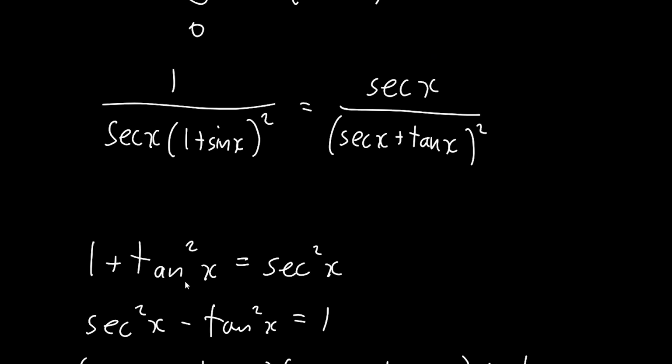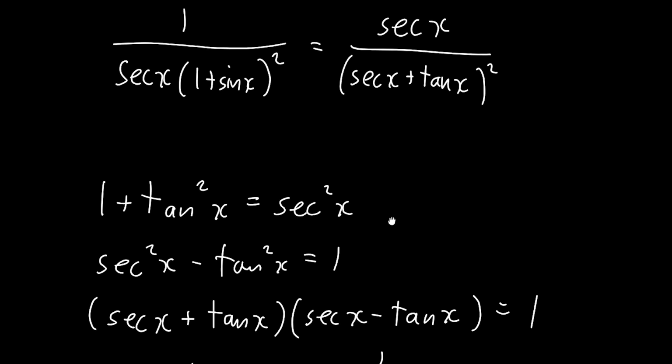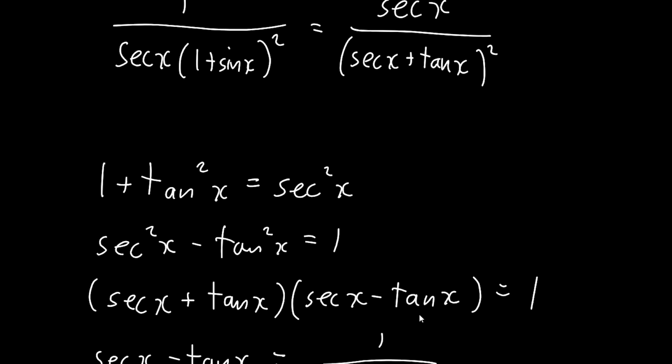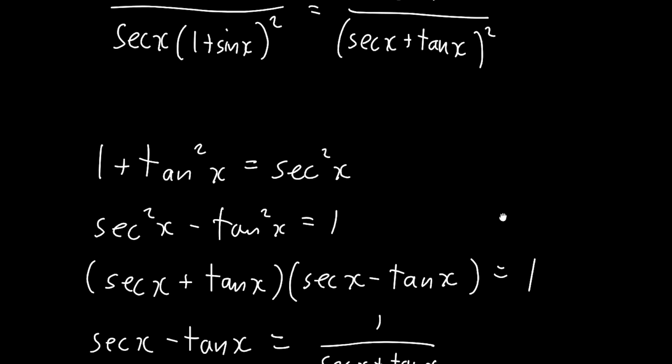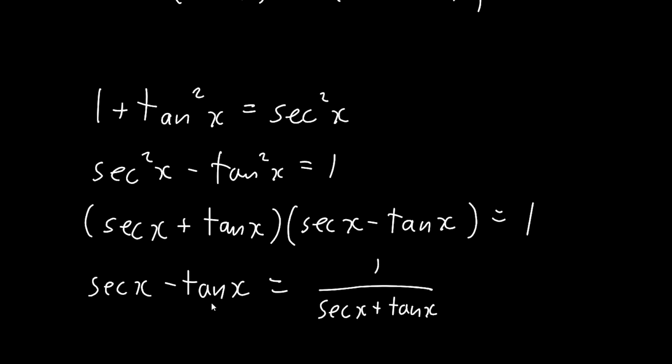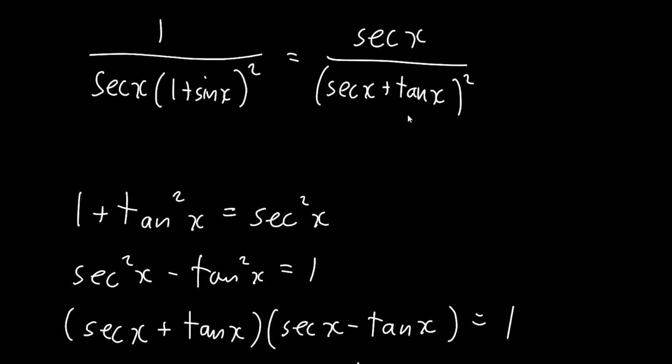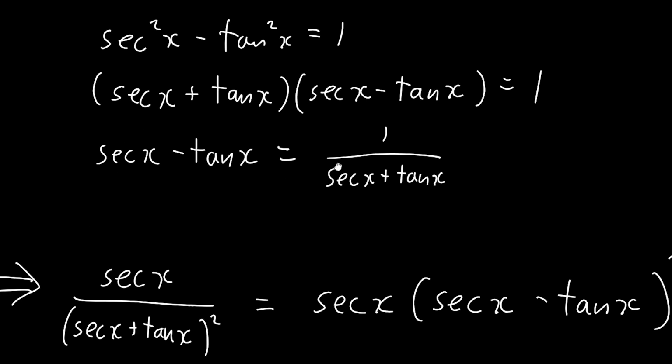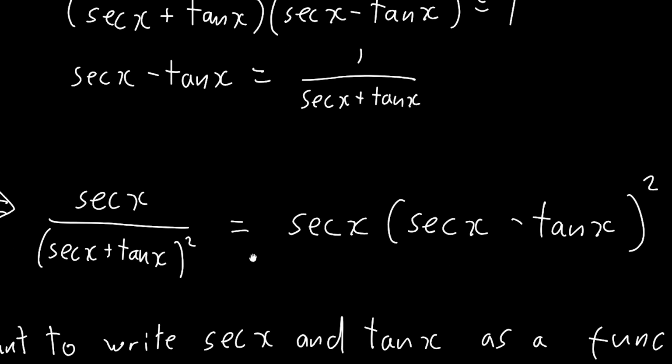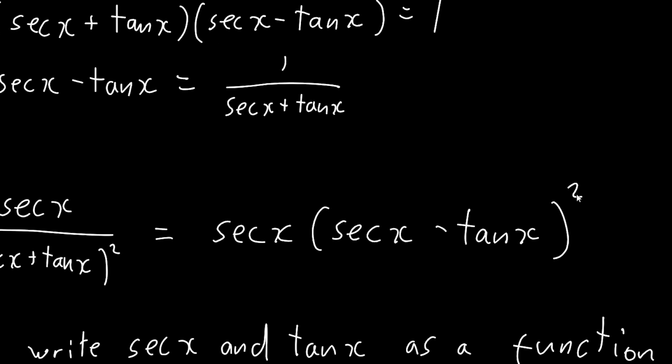And we can say that 1 plus tan squared x equals sec squared x, and sec squared x minus tan squared x equals 1. So we can write this as sec x plus tan x times sec x minus tan x equals 1. And as such, we get sec x minus tan x equals 1 over sec x plus tan x. So now instead of sec x plus tan x squared, we can write this as sec x minus tan x squared. So yeah, we end up with sec x times sec x minus tan x squared.